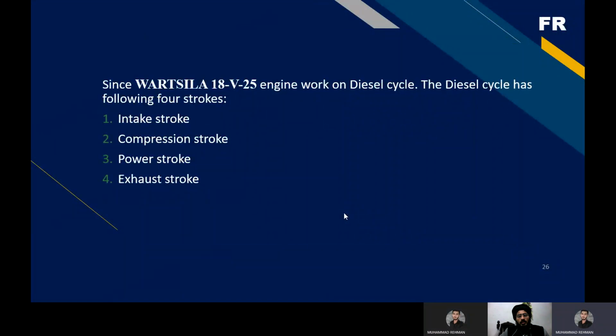Then there is the compression stroke. The piston moves upward and the air is compressed, and then the fuel from the fuel injector is sprayed onto the compressed air. Then there is the power stroke. At the end of the compression stroke there is combustion, and when there is combustion, the pressure in the cylinder increases, and that pressure forces the piston downward, so the power stroke occurs. When the piston moves downward, the flywheel is rotated.